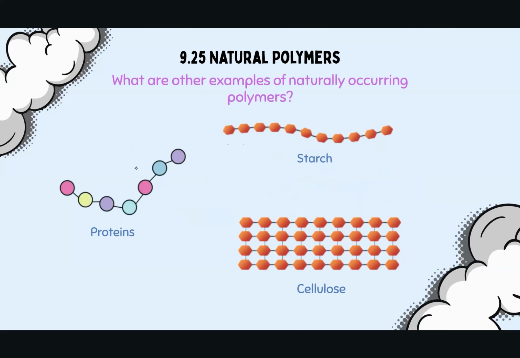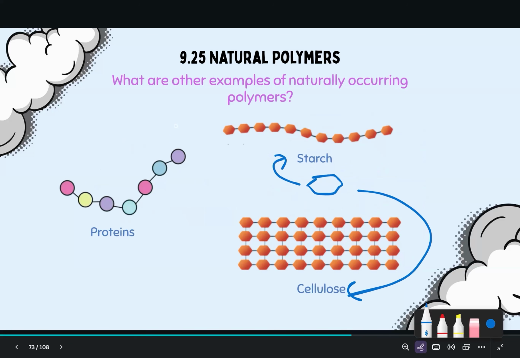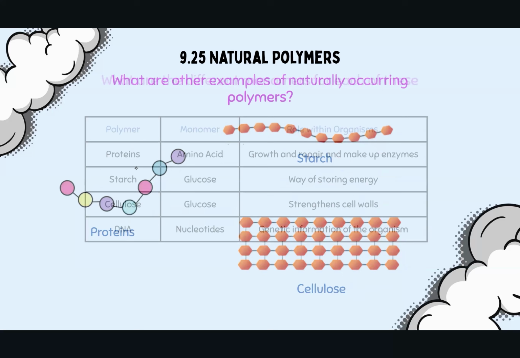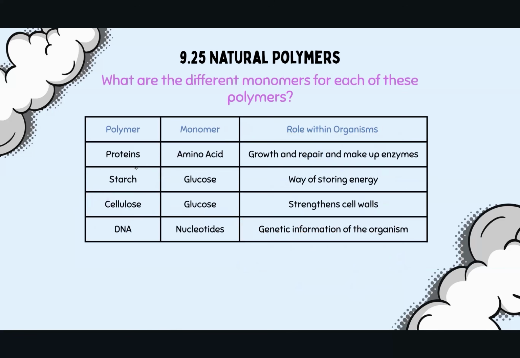Okay, so let's have a look at some other examples of naturally occurring polymers. A lot of these we already know. A glucose molecule is the monomer. Attach lots of them together and you make starch, and you can also make cellulose. We already know this one. If you attach lots of amino acids to each other, you make a polypeptide or a protein. And each one has its own use.